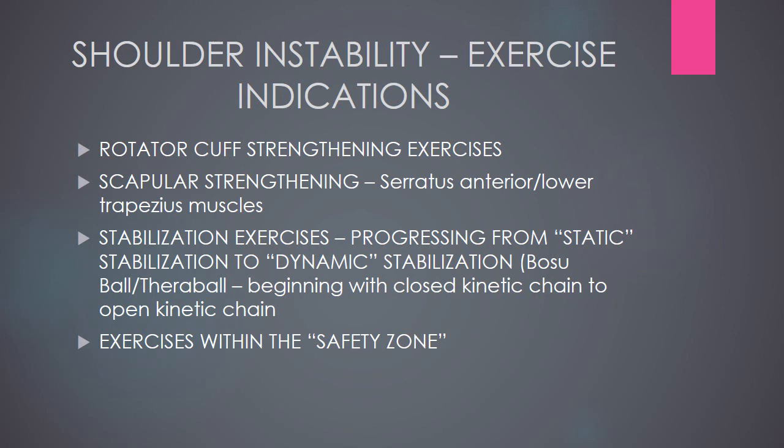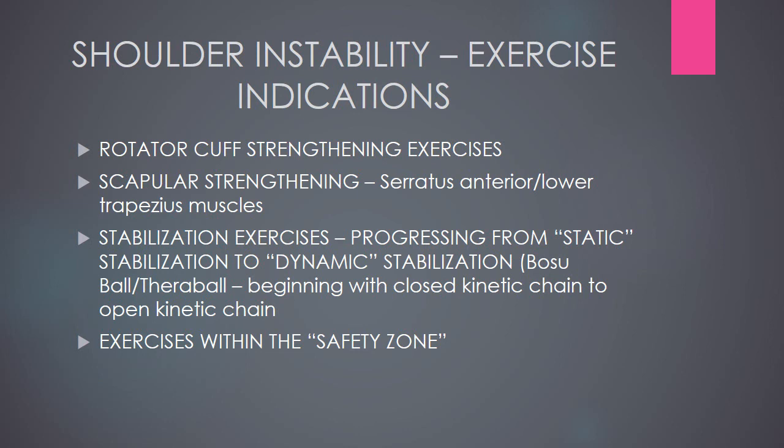So an example of the progression of stabilization exercises could involve using either a Bosu ball or a TheraBall, and we would begin with closed kinetic chain exercises and progressing towards open kinetic chain exercises. And we illustrated some open kinetic chain exercises previously by demonstrating a woman sitting on a TheraBall using dumbbells to do some overhead presses.